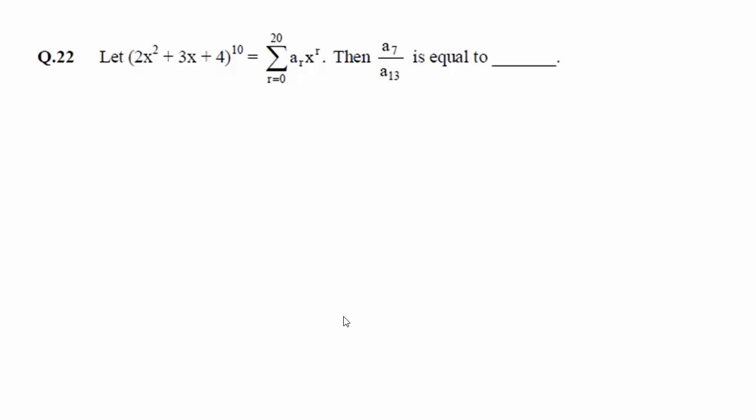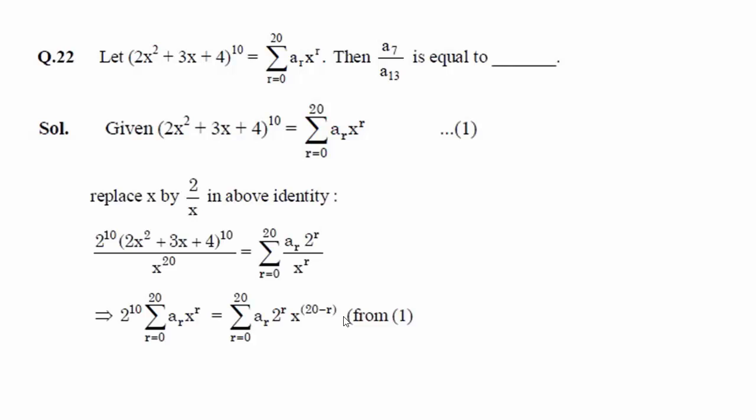Let (2x² + 3x + 4)^10 = sum over r = 0 to 20 of a_r x^r. Then a7 by a13 is equal to? It is given that (2x² + 3x + 4)^10 equals sum over r = 0 to 20 of a_r x^r.